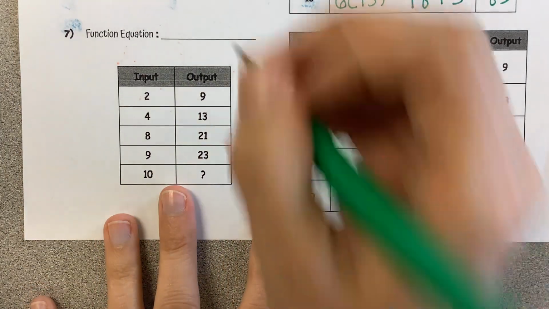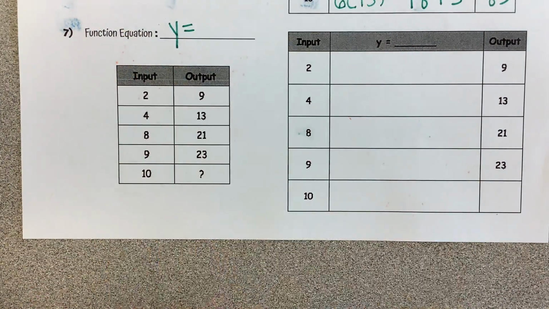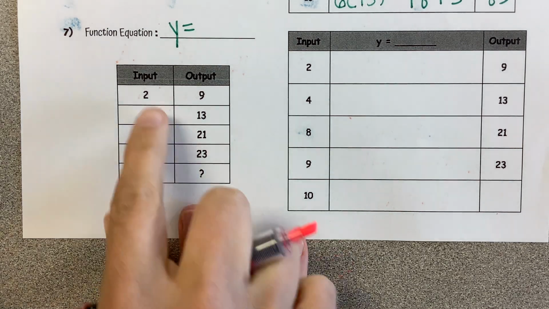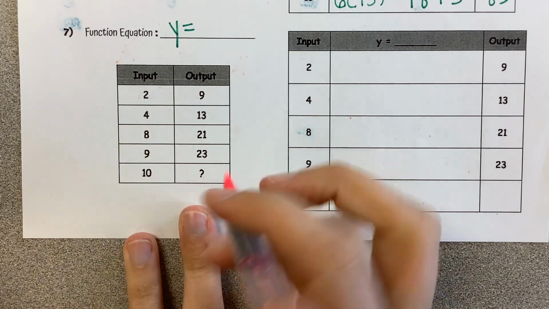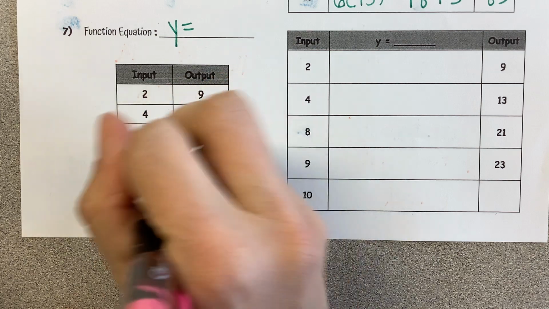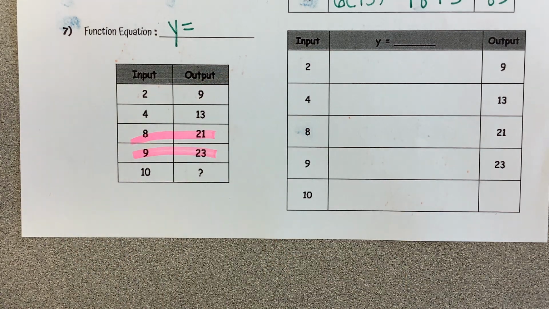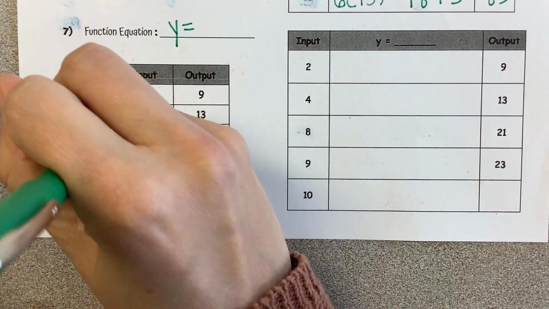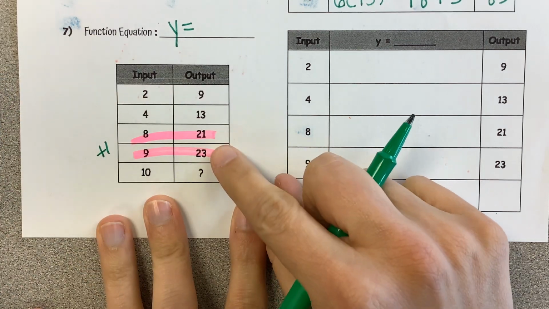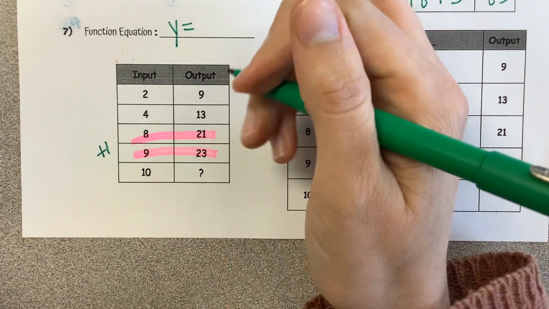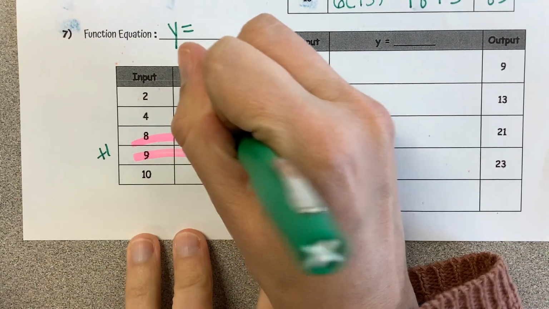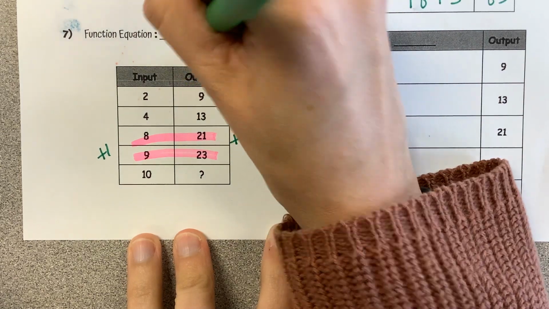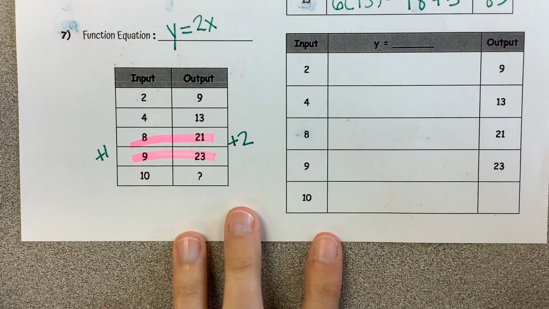All right, let's try one more. So again, we know our equation is going to be y equals. I'm looking for where my x values go up by 1. 2 to 4, nope. 4 to 8, nope. 8 to 9, yep, that works. So my x values went up by 1. The corresponding y values are going up by 2 because 21, 22, 23. So we are adding 2 here, which tells me that 2x should be in my equation.